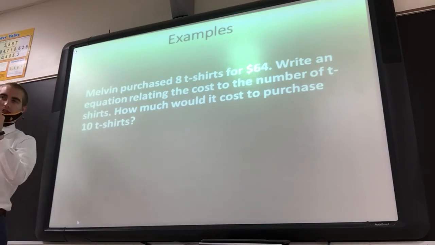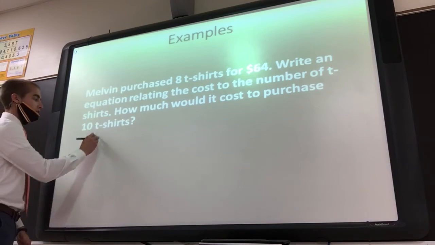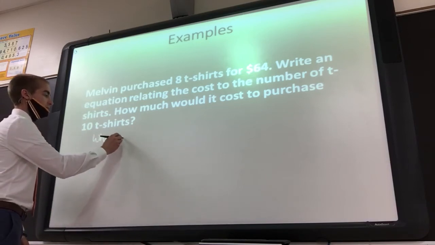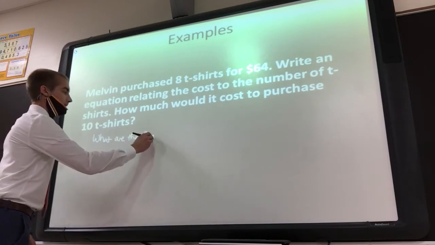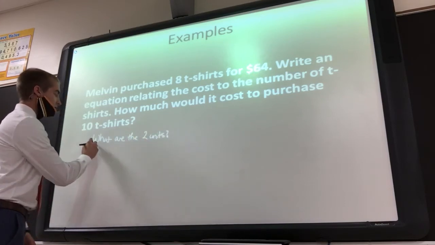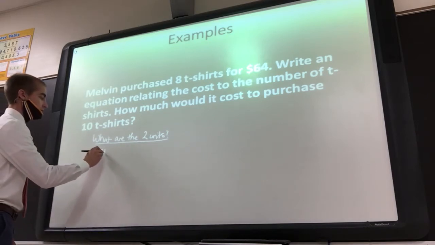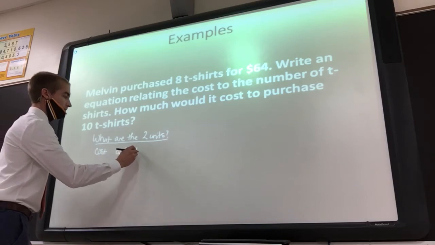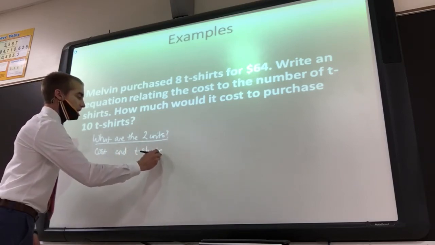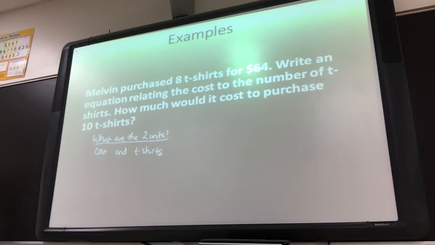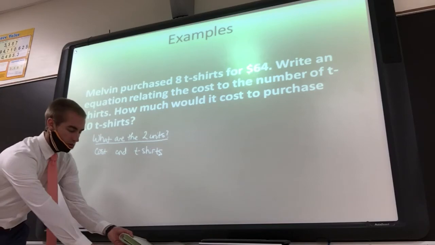But the first thing that I want us to answer, and this goes back to what we've been doing all week long, is what are the two units that make up this relationship? So what two units make up this relationship? Cost and amount of t-shirts. Okay, so cost and t-shirts. And then the second thing that I want us to do, sometimes they're going to tell us what these are. Sometimes they're going to tell us what the variable is.